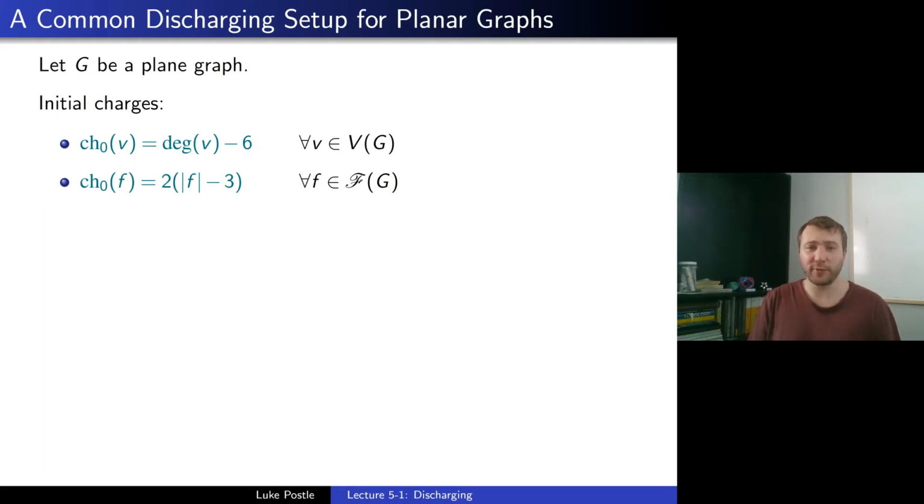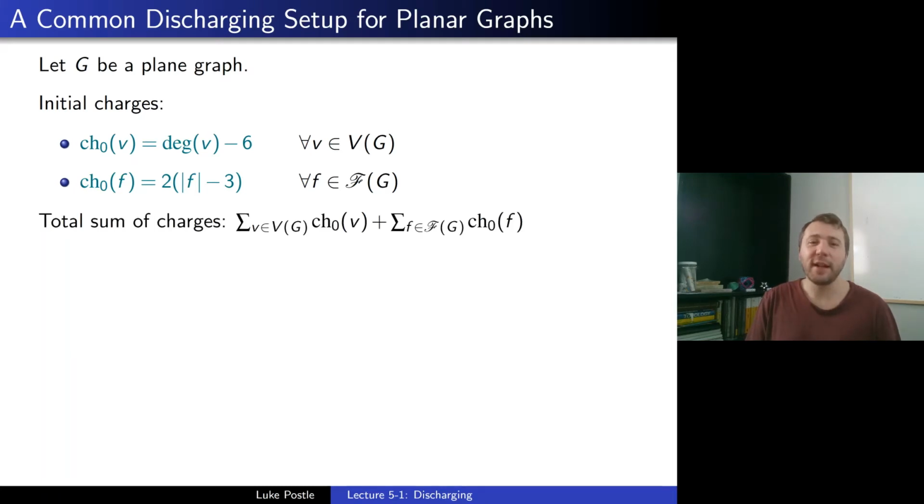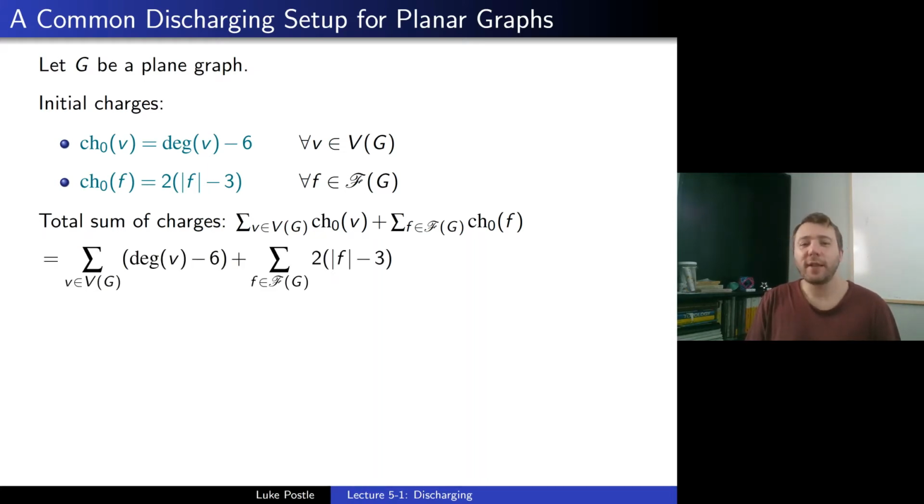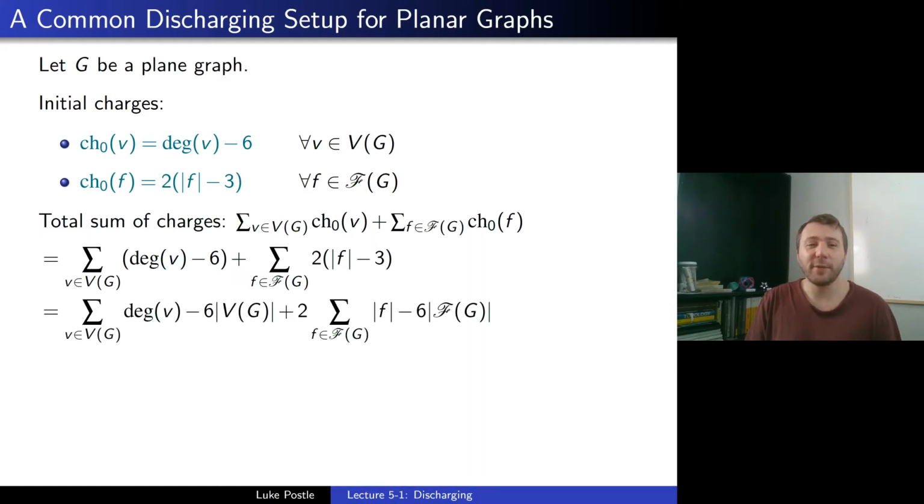So let's work through this. If you want to pause and anticipate what the sum of all these charges should be, it has a nice formula. If not, I'll do the calculation for you. So what is the sum? Well, let's just put in the numbers. The charge of v is degree of v minus 6, and the charge of f is 2f minus 3. We're summing over all vertices and all faces, so we can expand that. We can move the minus 6 out, so it would be minus 6 v of G, and the 2 times minus 3 would be minus 6 f of G. And then we have the sum of the degrees of v and 2 times the sum of the lengths of the f's.